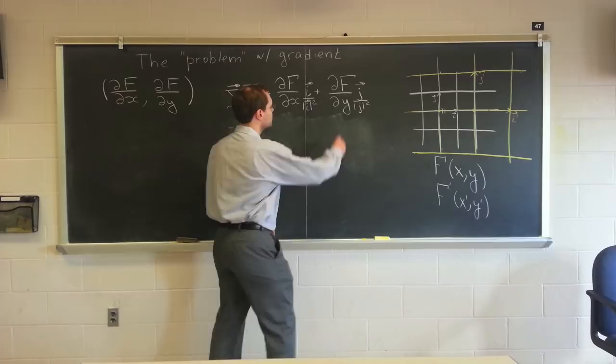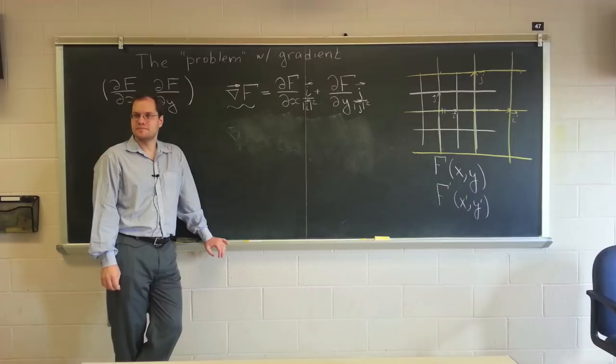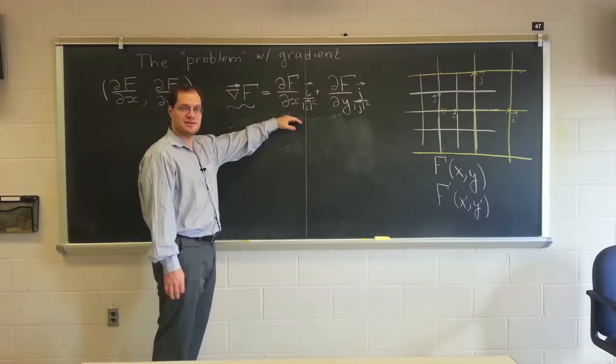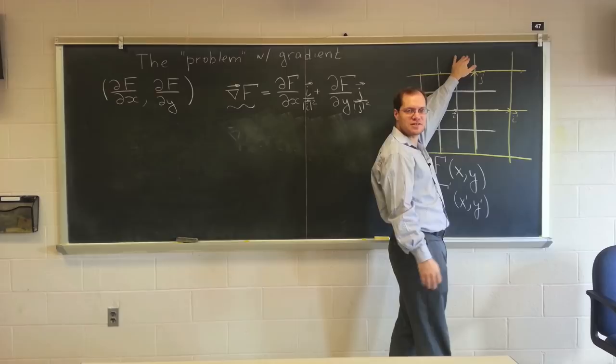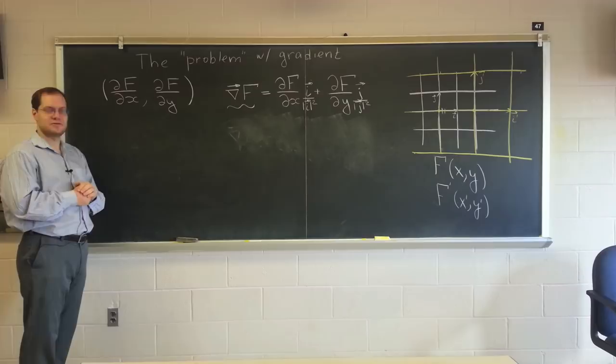So that's actually a fix. That actually saves the concept of the gradient, at least for Cartesian coordinate systems and stretched Cartesian coordinate systems. They don't even have to be stretched equally. It can be stretched by one factor in this direction and by another factor in this direction. But what about polar coordinates? How do we define an equivalent of this?